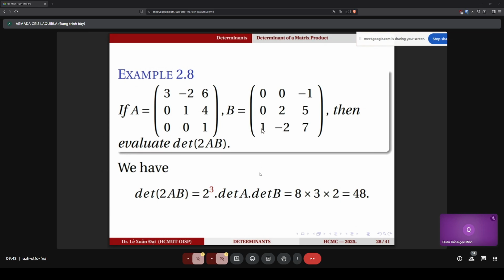Please check that. For A, it's easier to pick column 1 there, right? Here also column 1 is okay to pick. And the answer there is 2 for B. For A, the determinant is 3. Multiplying the three numbers now, 8 times 3 times 2, the answer is 48. So please compute their determinants and check if this is correct.